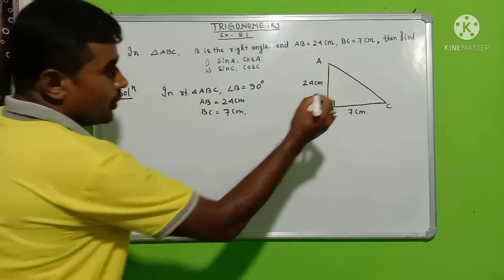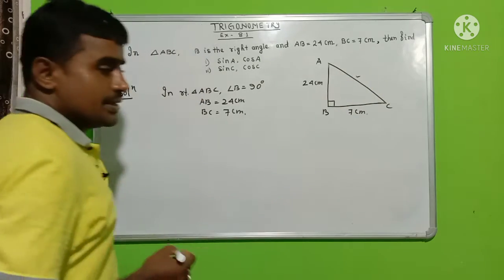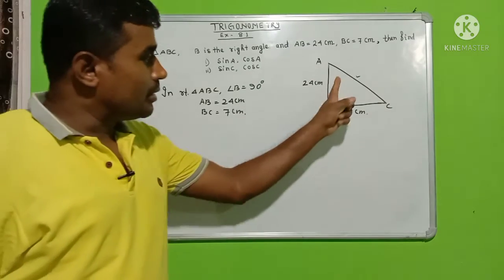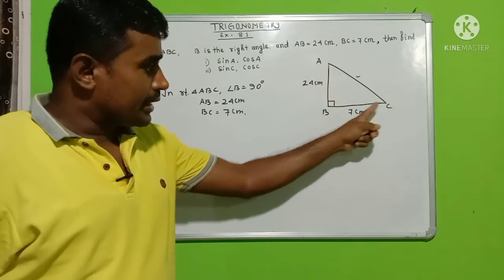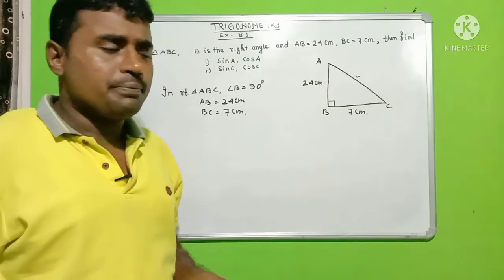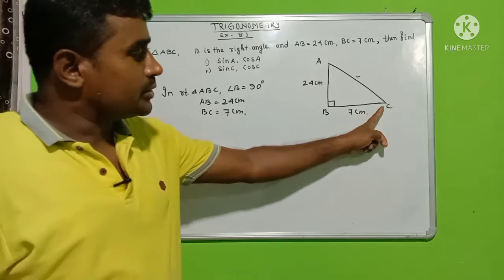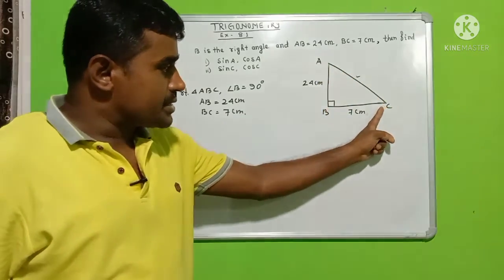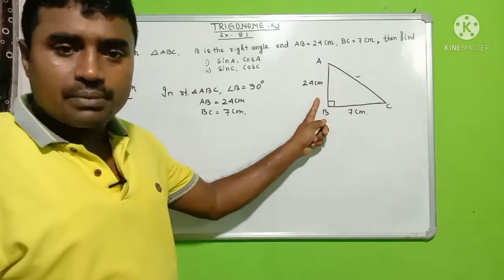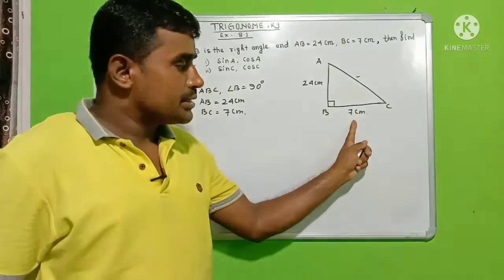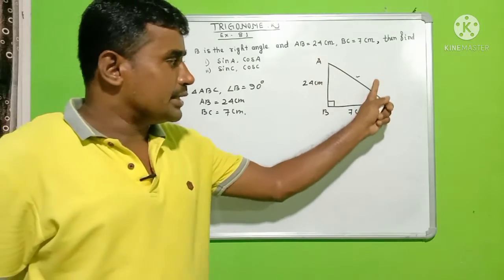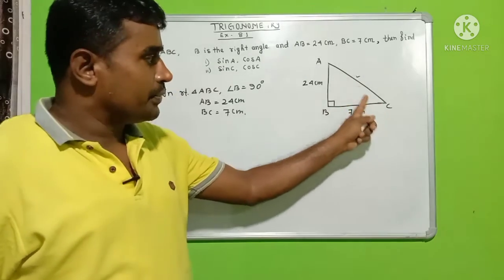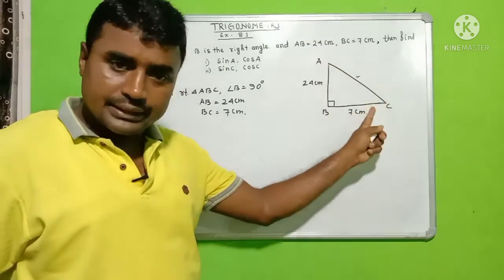Now we find the value of AC. How do we find the value of AC? In right triangle ABC we have the Pythagoras theorem. So with the help of Pythagoras theorem we find the value of AC. In right triangle ABC, you see AB is perpendicular, BC is base and AC is the hypotenuse. So with the help of Pythagoras theorem, you find the hypotenuse AC.